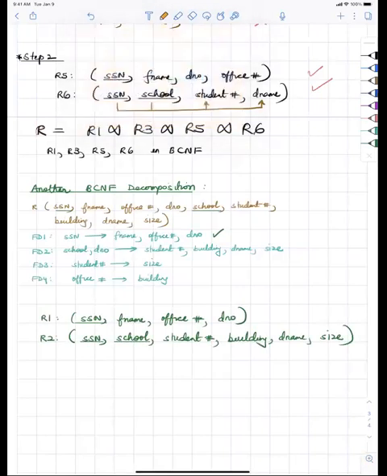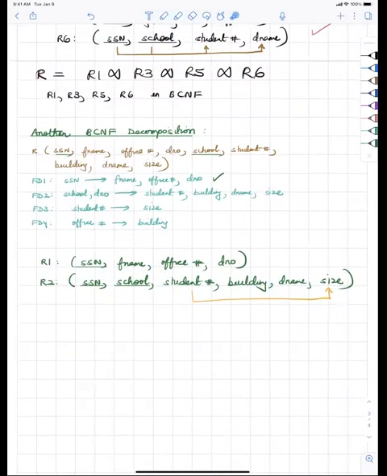We have student number determines size. We also have office number determines building. So that has gone out. If you notice, office number goes to building is not there anymore because it's here and here. So let's look at this functional dependency, student number and size. That's one I'm going to take out. Right now R1 is in Boyce-Codd, but not R2. So we keep doing step 2.